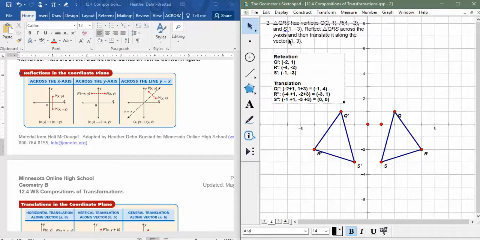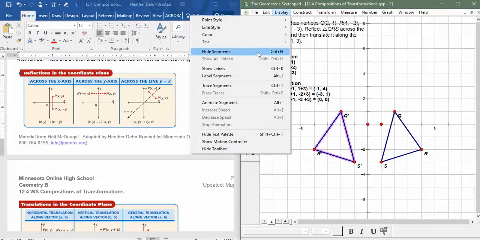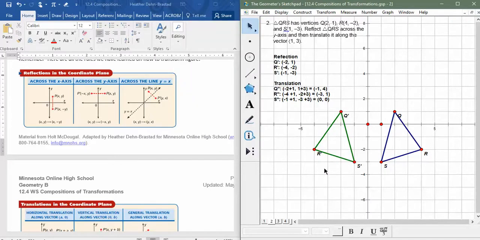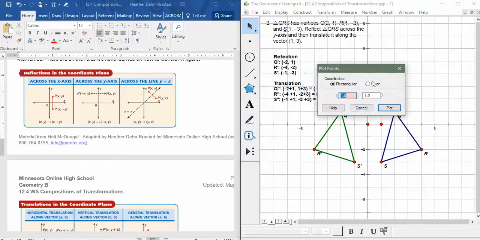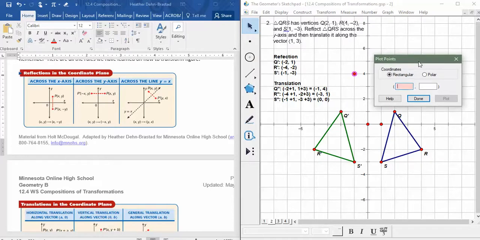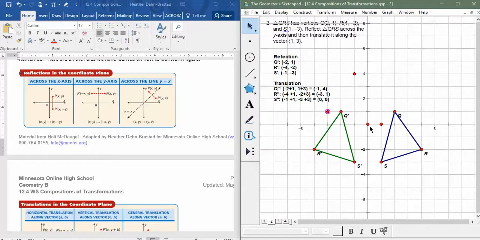All right, so this translation should move this triangle QRS, first right 1 and up 3. I'm going to change this to a different color just to make it easier to see the transformations. So color, I'll change it to green. So the green one was after the reflection. All right, so my Q double prime is -1, 4. Let's check. Yep, that looks like it moved it right 1 and up 3. And then -3, 1. Yep, and then 0, 0. And 0, 0 is on top of that 0, 0.